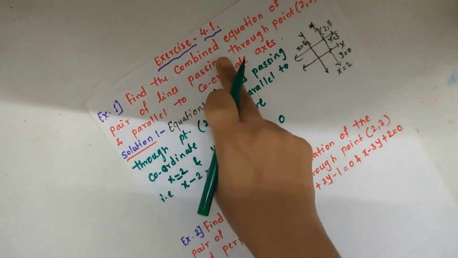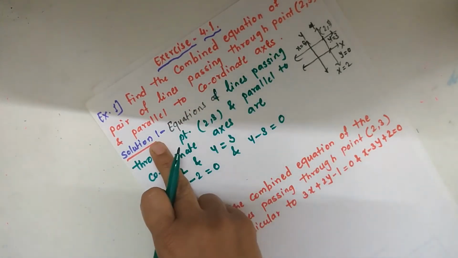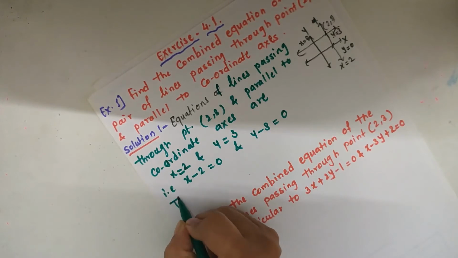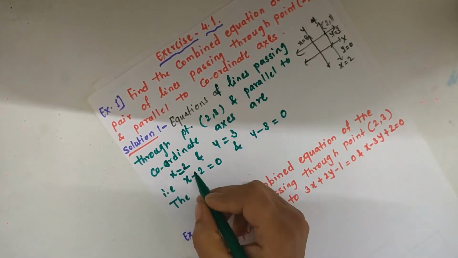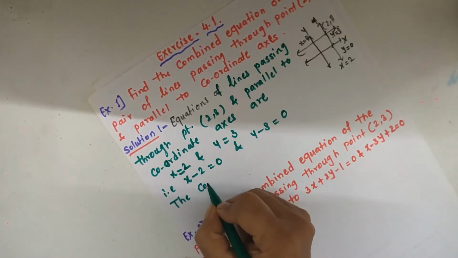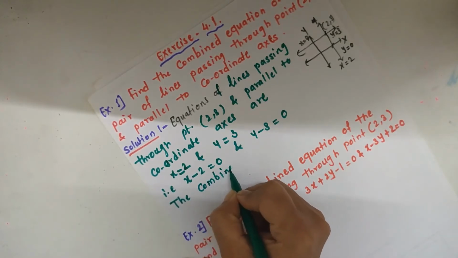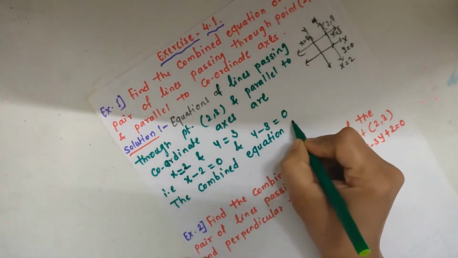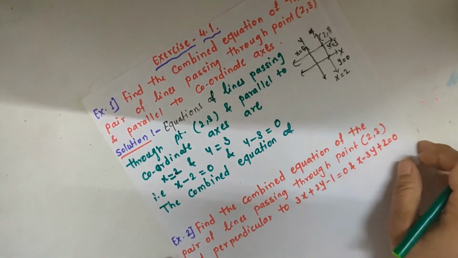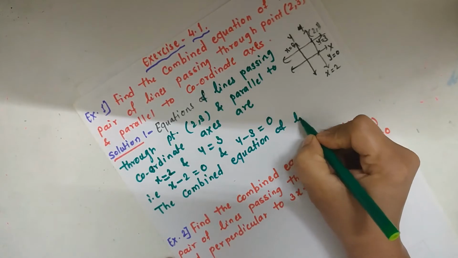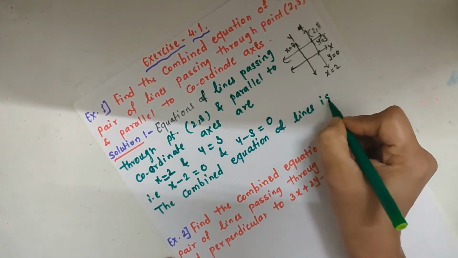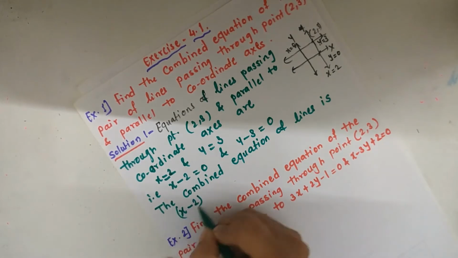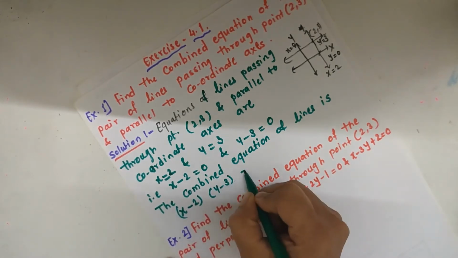Now here we have to find the combined equation of these lines. So the combined equation or joint equation of these two lines is x minus 2 into y minus 3 is equal to 0.